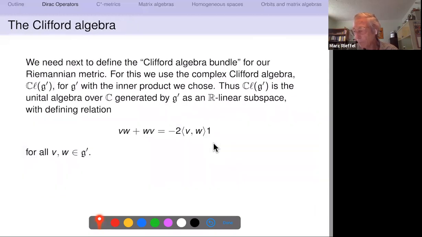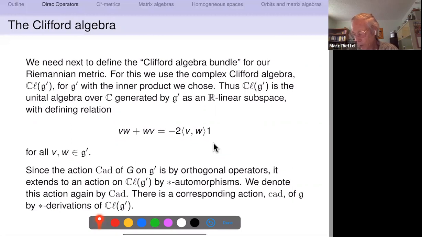And then we next need the Clifford algebra bundle for our Riemannian metric. And for that, we use the complex Clifford algebra over the dual of the Lie algebra, where we're using the inner product that we chose on the dual of the Lie algebra. So the Clifford algebra is the unital algebra over the complex numbers that's generated by the dual of the Lie algebra as a real linear subspace. And I write here the pretty standard defining relation. There's always a question as to whether you put in a plus or a minus sign here, and I choose to put in the minus sign.